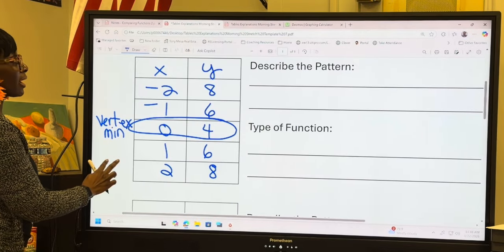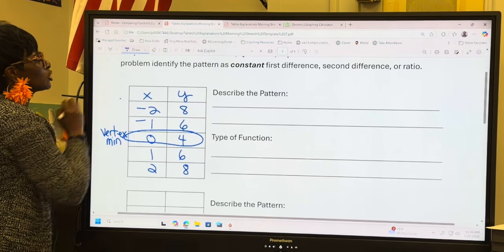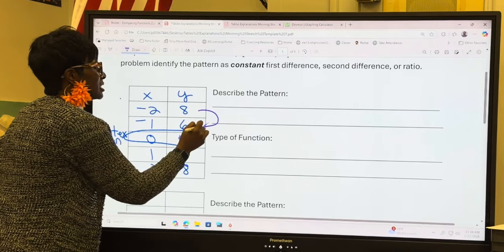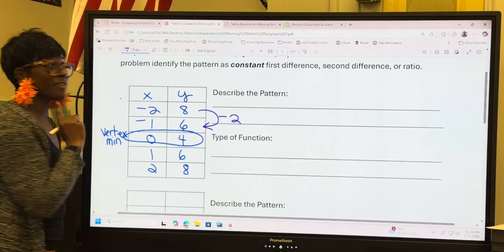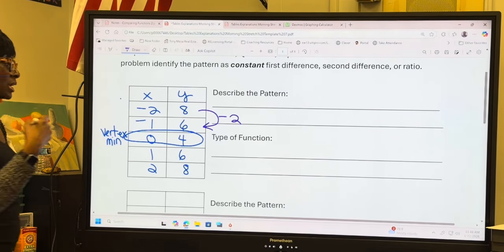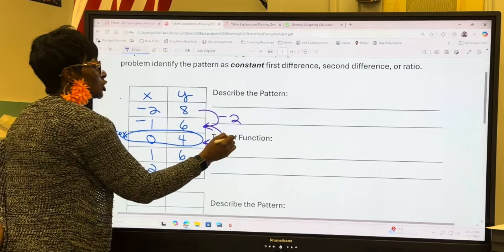What am I looking to do now? I am going to find my change. So let's go. From 8 to 6, what do I have? -2. You've got to say if it went up or went down. You're working with me. Let's go. From 6 to 4, what do I have? -2. I'm going to start right here.